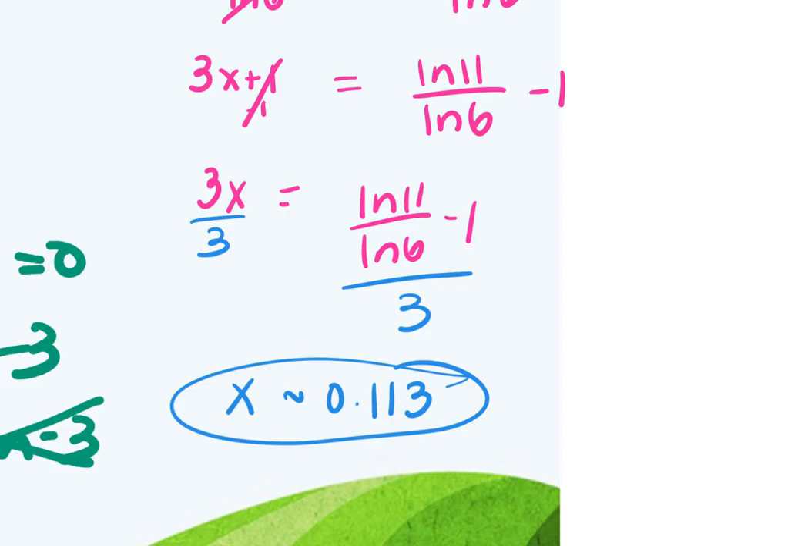Questions on that process? So again, I wait till the very end to put in the calculator, but you could do it up here. You can do ln 11 divided by ln 6, hit enter. And then I can subtract the 1. Just make sure you keep using the answer that's stored. Don't round it. Every time you round it, it becomes less accurate.